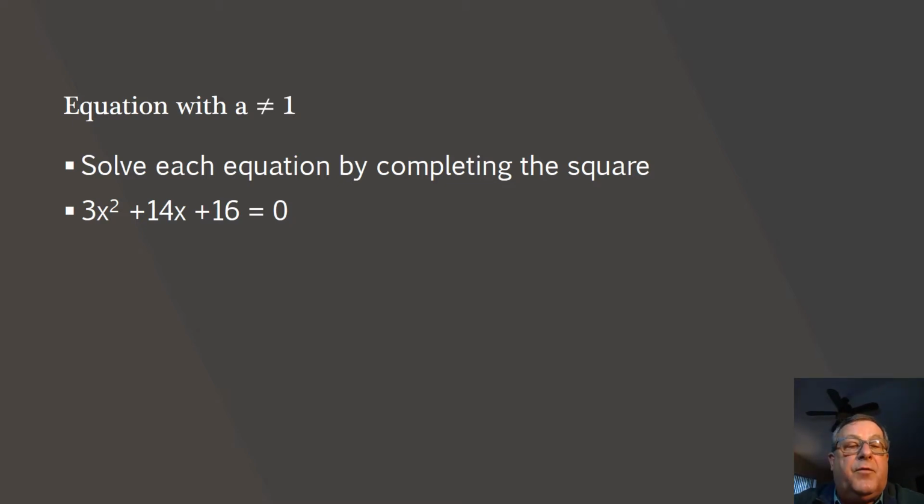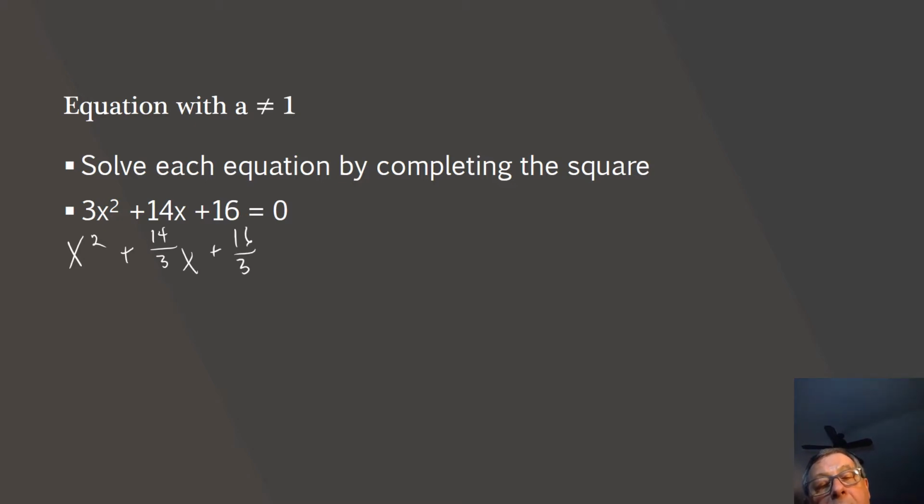So again, I've got 3x squared plus 14x plus 16 equals 0. I need to divide the entire equation by 3. And when we do, we got x squared plus 14/3x plus 16/3 equals 0. And we're going to focus on the coefficient of the linear term, because that's how we're going to determine how we're going to complete the square.